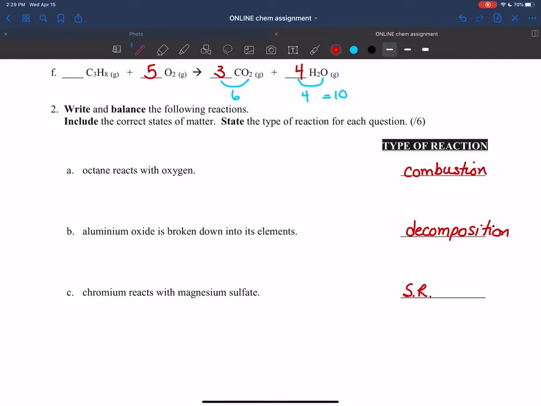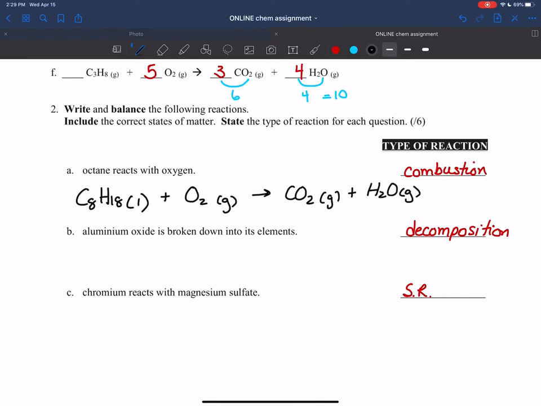So now I can just start by writing out my skeleton reaction. So octane, which we saw earlier, reacts with oxygen. And we know that whenever we have a hydrocarbon, the elements of the fuel are going to combine with the oxygen to make oxides. So carbon and oxygen makes carbon dioxide gas. And water vapor for the hydrogen.